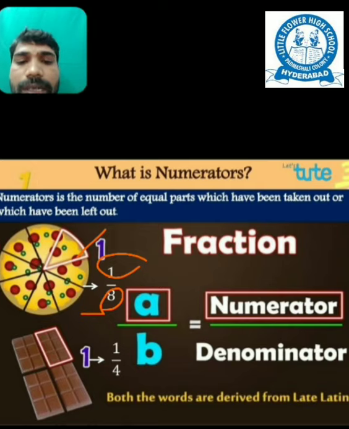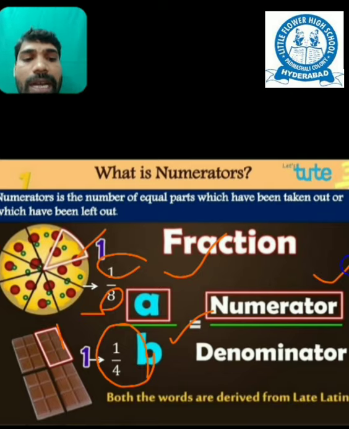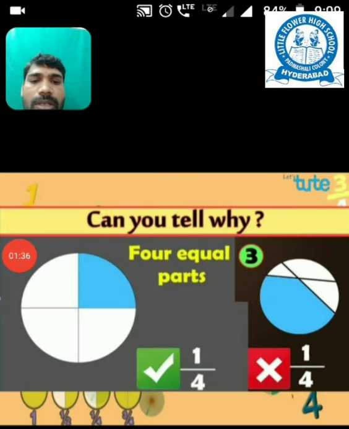And here below is the chocolate. The chocolate is divided into 4 parts. So this part can be considered as 1 by 4, or 1/4 of the chocolate. Here we have written all the fractions in the form of a by b. In this, a is the numerator and b is the denominator.